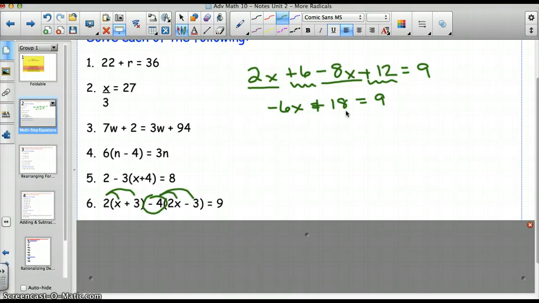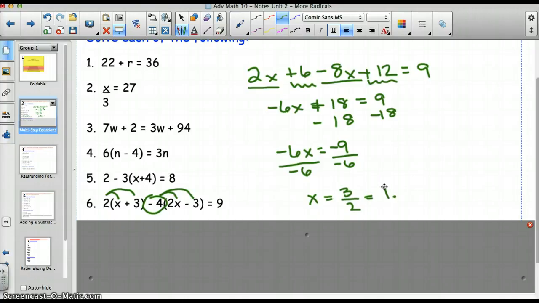I need to get rid of this addition and subtraction, so it's adding 18, so I need to subtract the 18. So negative 6x equals negative 9. Divide by the negative 6. So x equals, negative divided by negative is positive, I can reduce this to 3 over 2. Or if you type it in your calculator, it will probably give you 1.5.